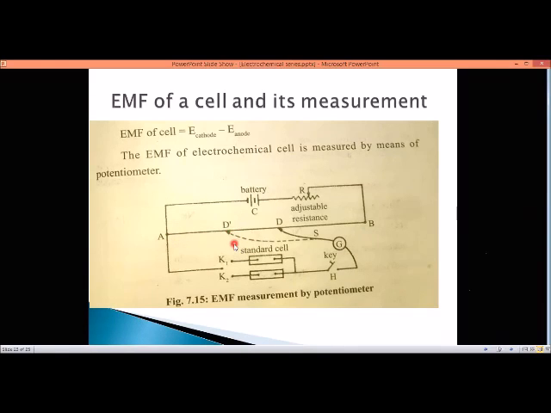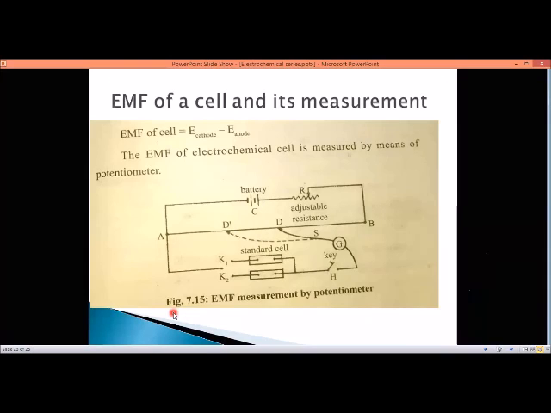So how can I calculate my EMF? There is one formula: E of cell by E of standard is equal to the potential difference AD divided by the potential difference AD dash. So E of cell by E standard is equal to the length of AD by the length of AD dash. We have already measured these two lengths, and E standard we already know. So E of cell is equal to E standard into length AD by AD dash. By this formula you can calculate the E of cell.